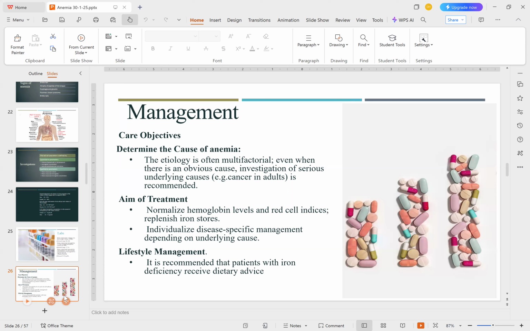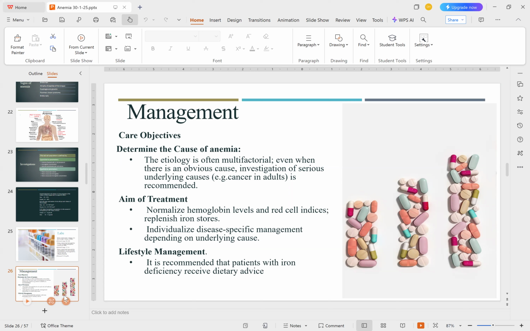Management. Care objective: determine the cause of anemia. The etiology is often multifactorial. Even when there is an obvious cause, investigation of serious underlying cause is recommended. Aim of treatment: normalize hemoglobin level and red cell indices, replenish and restore iron stores. Individualized disease-specific management depending on underlying cause. Lifestyle management.